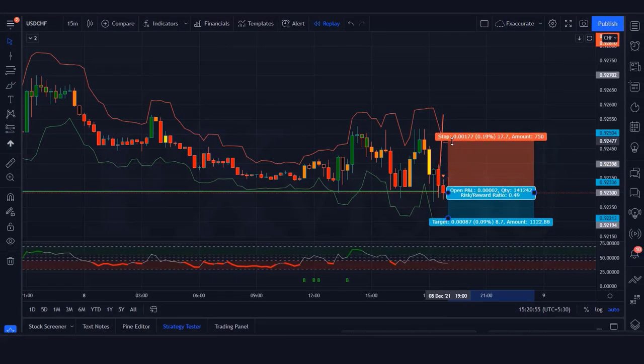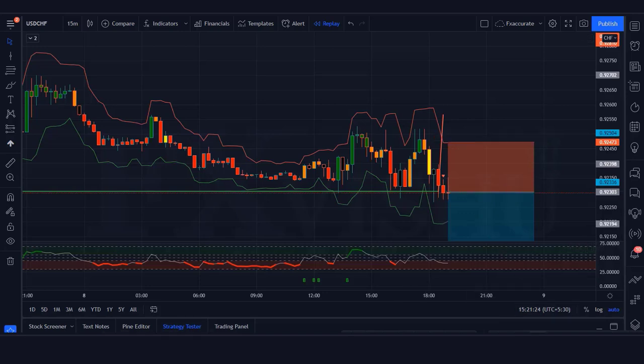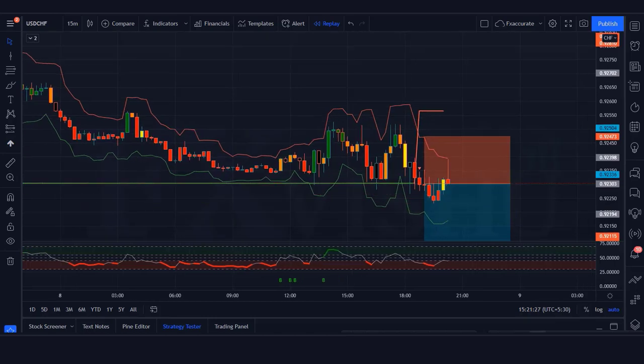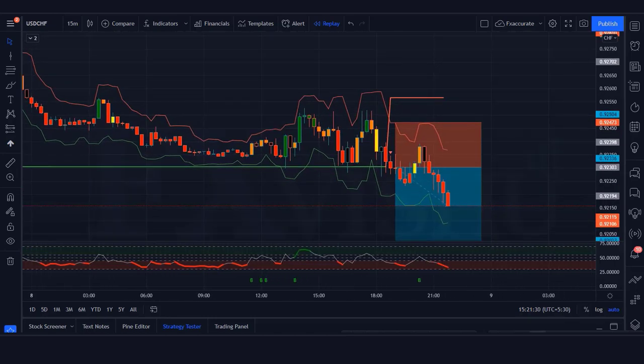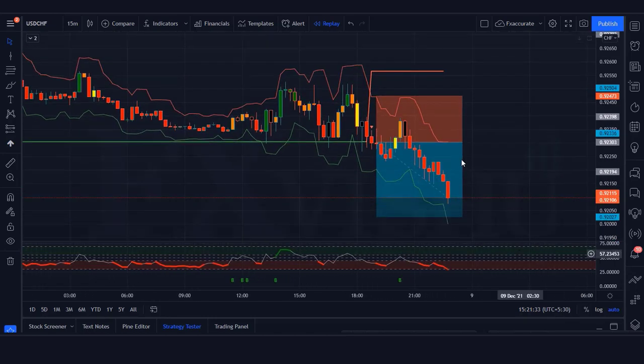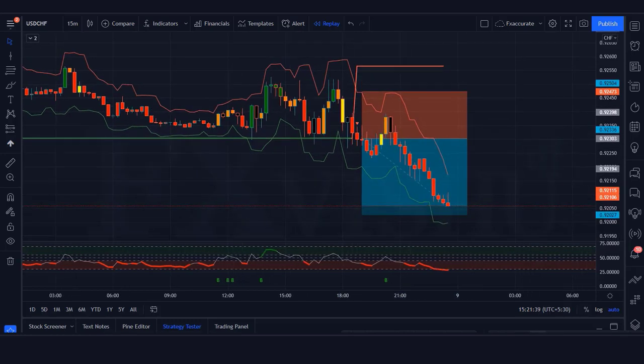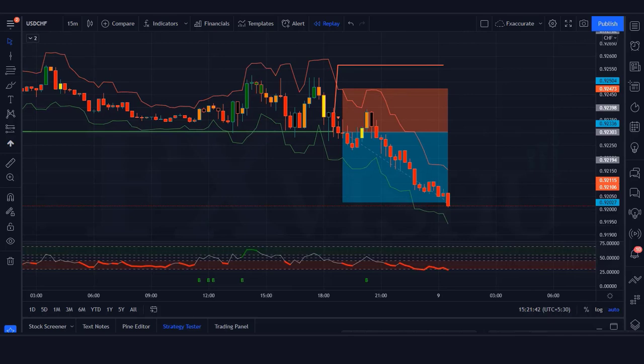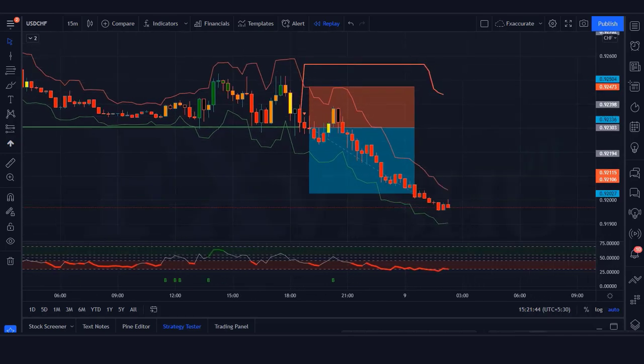Our stop loss will be at the stop loss indicator red line. And our risk to reward ratio will be 1:1.5. Let's see what happens to our trade. Our trade is running in profit. We have won the trade. Let's find the next trade.